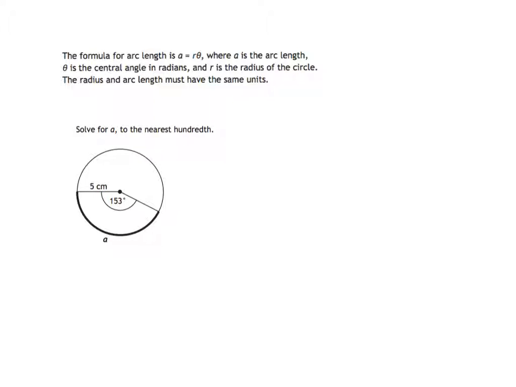When we're talking about arc length, we're talking about a piece of the circumference of a circle. So here it's labeled as A, that's the arc length. And that's what we're going to try to find in this question. The formula for arc length is A equals R theta.